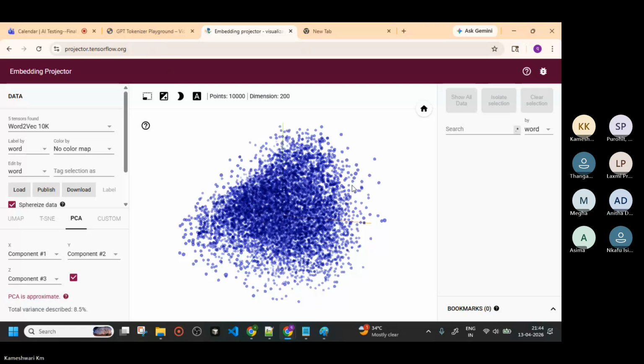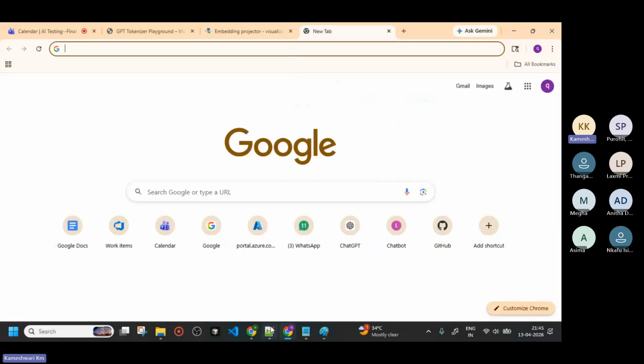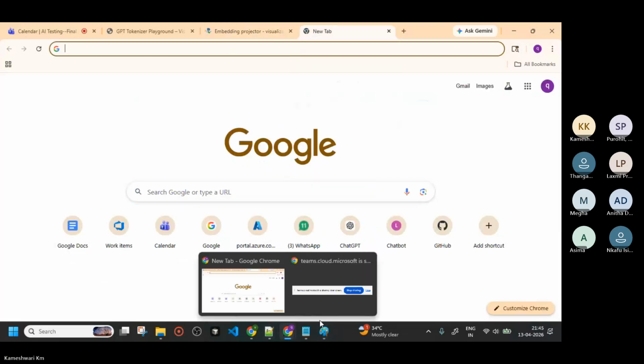Okay, got it. But how will we test the semantic search and cosine score? We are not going to test anything, madam. Those are there by default.